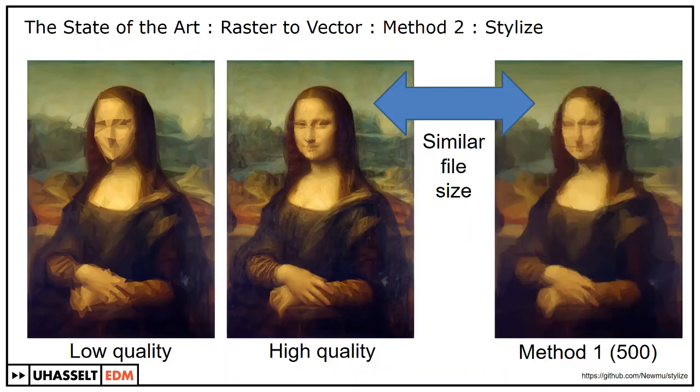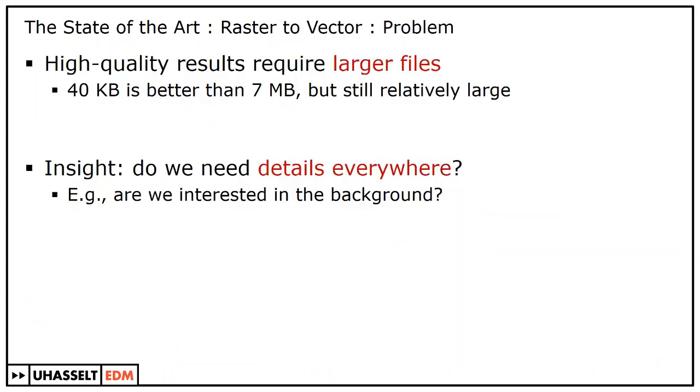As you can see here, on the left you have the low quality and high quality versions. The interesting observation is that the high quality version here is actually a lot better subjectively than the high quality version of the previous one, although they are of similar file size. This is mainly because the second method does not use as many overlapping individual shapes as the right one, and so it saves on a bit of file size. However, there is still a problem with both of these methods in terms of file size.